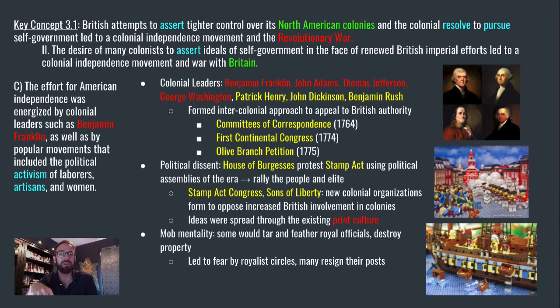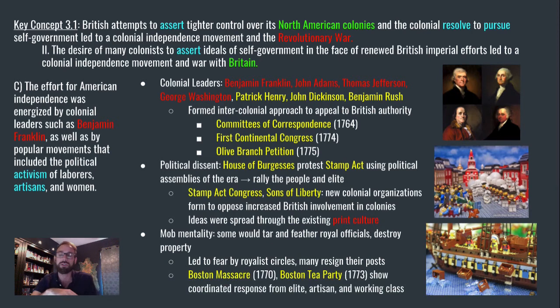So pour boiling tar on them, which would give them severe burns, and then feather them to kind of mock them. They'd even pour boiling tea down their throats to say, we don't like this tax on tea. They destroyed property. So they were protesting, but it was not really in a beneficial way. Two good things that really represent that are the Boston Massacre and the Boston Tea Party. Two things that basically resorted to violence, but sort of resonated with the working class, because it enabled them to see, this is our movement too. It's not just the elite. We can be involved through these organizations.